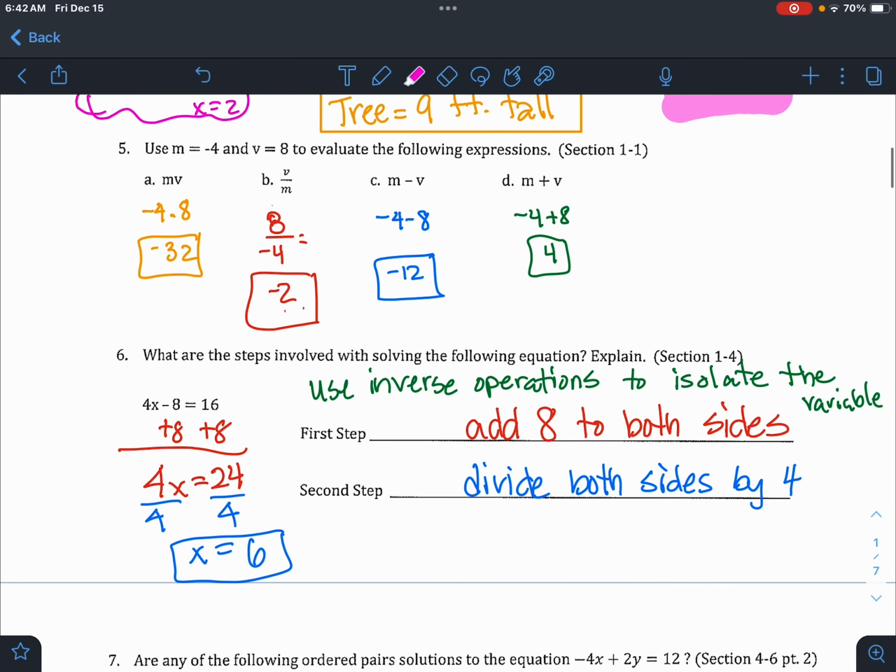Sometimes on the final, we're asked to use words to explain what we're doing here, because the more we use words, the more we can explain how to do something, so we can apply it to any situation. So we're using inverse operations to isolate the variable. The first step is adding 8 to both sides because it's a -8, and the inverse, the opposite of subtraction, is adding. And the second step is dividing by 4.